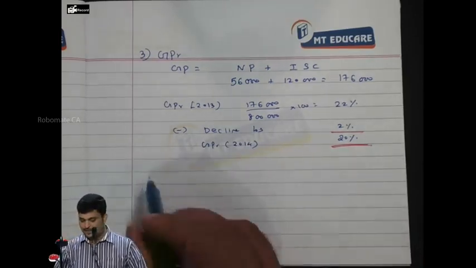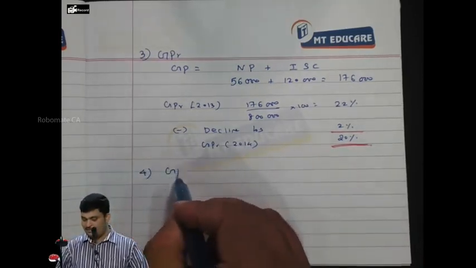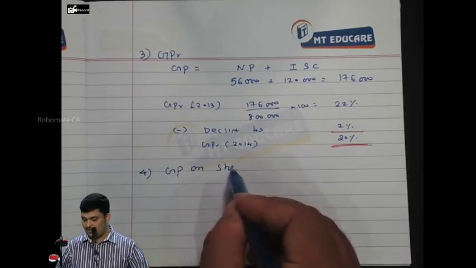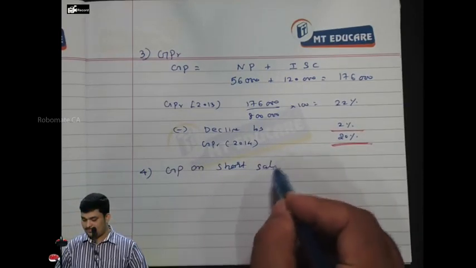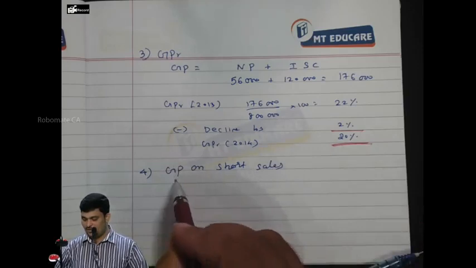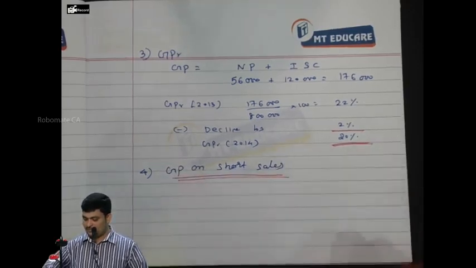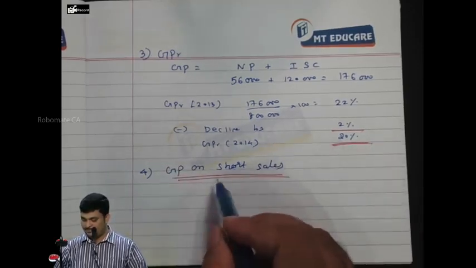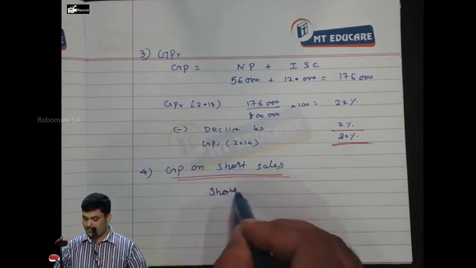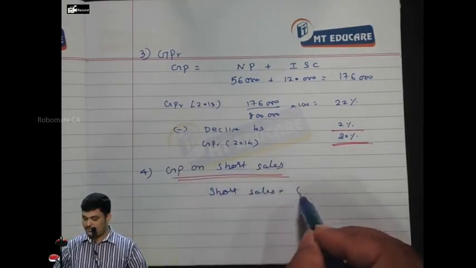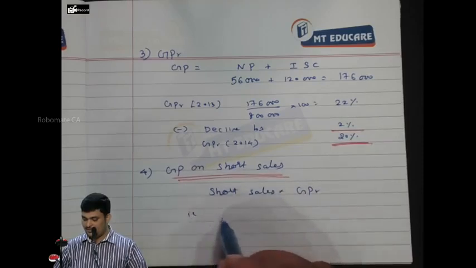Everybody. Next we have GP on short sales. GP on short sales will be short sales into GPR, that is 2 lakh.